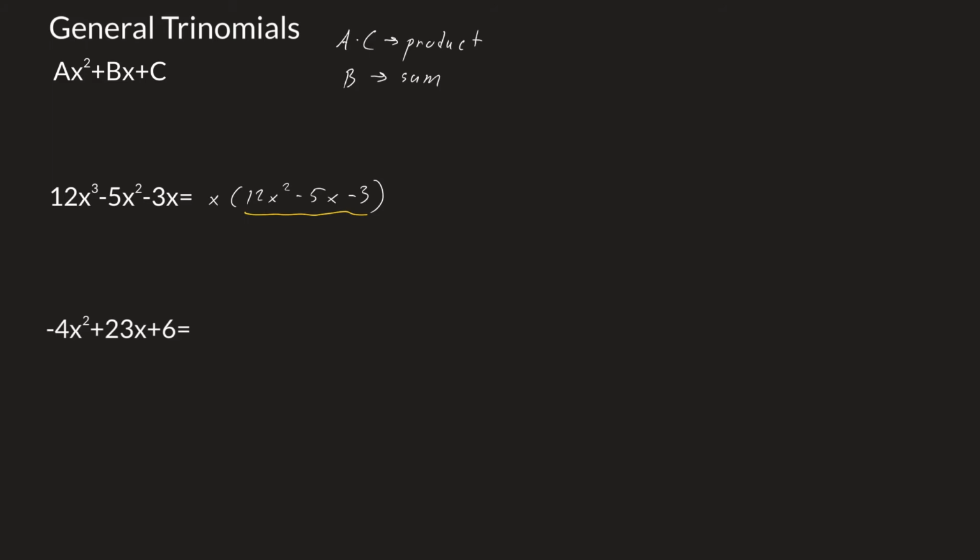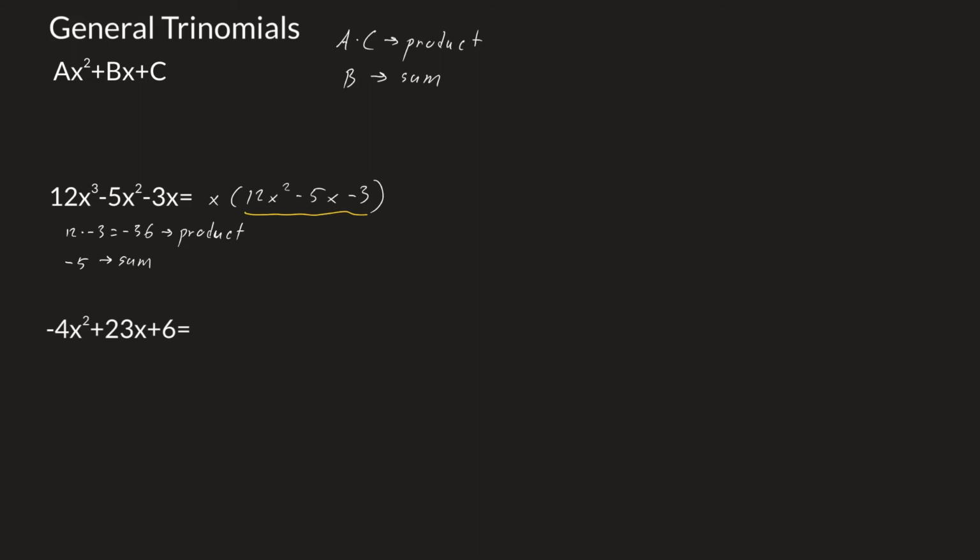And it doesn't seem like my a is 1 anymore. My a now is actually 12. So let me just write that out. 12 times negative 3 gives me negative 36. So I'm looking for two numbers that multiply out to negative 36, but also add up to negative 5.